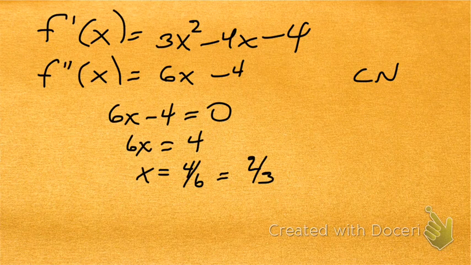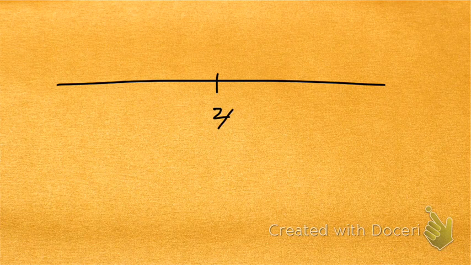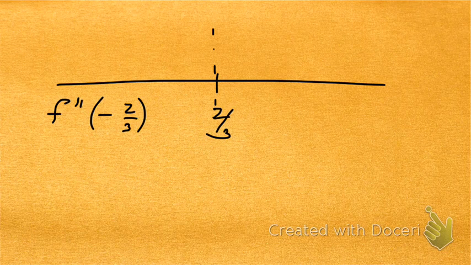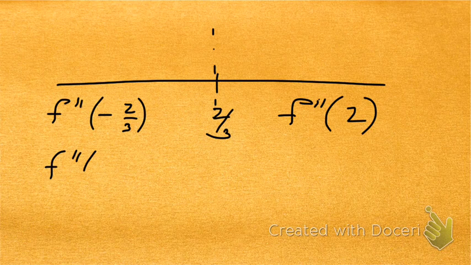Well, that's the number that we're going to use to break up the number line. So let's break it up at 2/3. And we want to know where this function is concave up or down. So we test something on each side by plugging into the second derivative. So we plug in a negative 2/3. And let's say we plug in something bigger than 2/3. Let's plug in 2. When we do, we're plugging that into that second derivative.